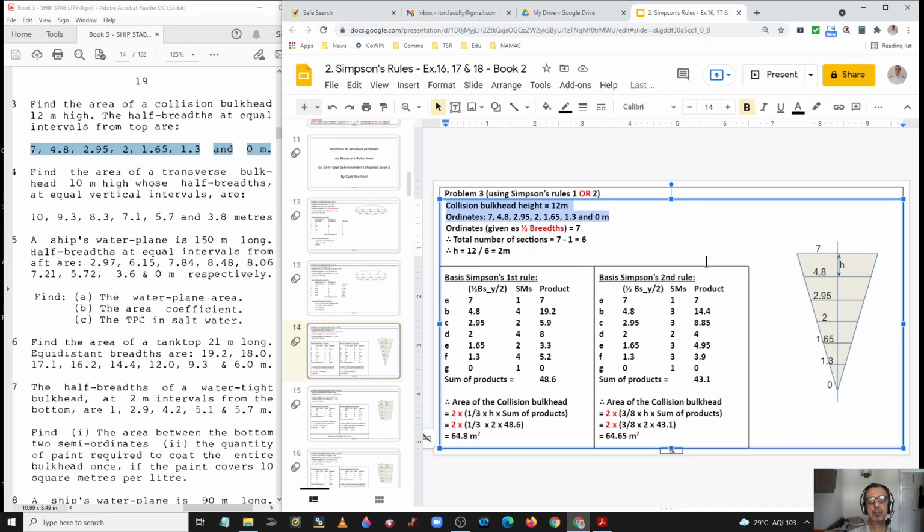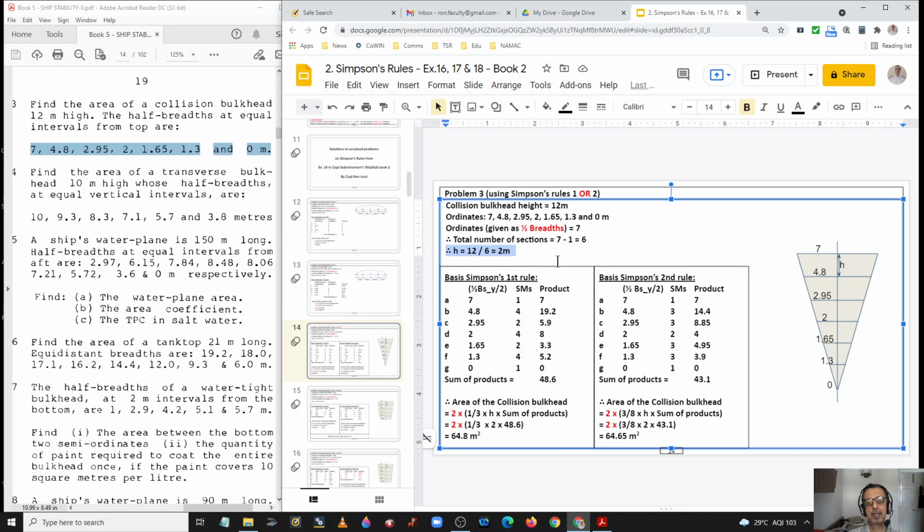Height of the collision bulkhead 12 meters. The semi-ordinates given are here. The total number of semi-ordinates given are 7. Therefore, the total number of sections is equal to 6, as you can see in the drawing on the right hand side. And therefore, when we divide the total height, that is 12, by 6, the number of sections, we get h is equal to 2 meters.